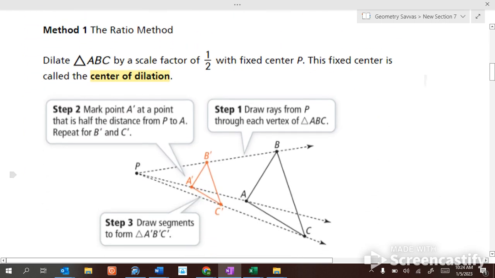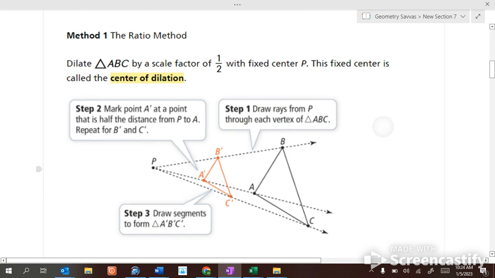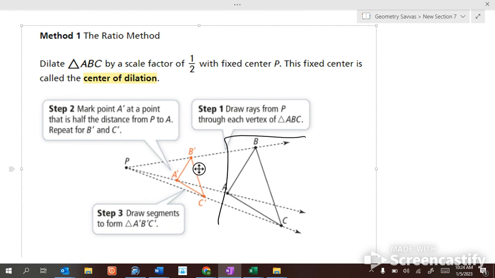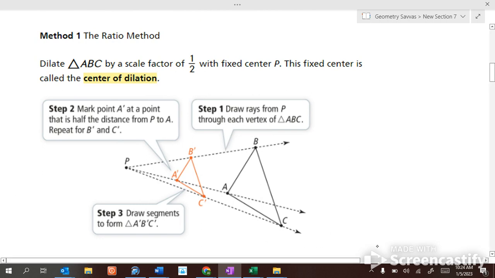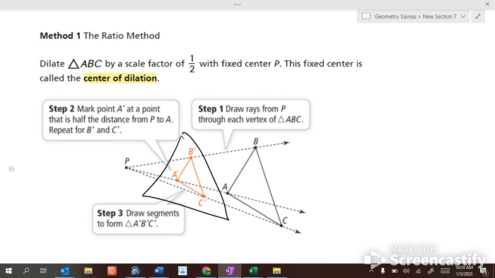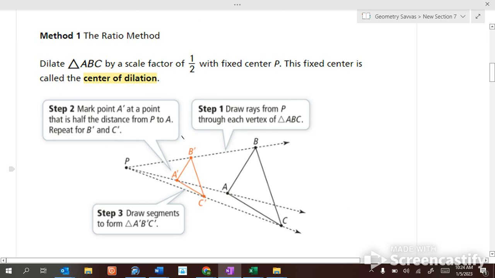So if we look, this triangle ABC is the original figure. Okay? It's the pre-image from last semester. It's what we start with. The red one is the image. Okay? So it got dilated. Okay? So P is our center of dilation. That's where we're dilating from.